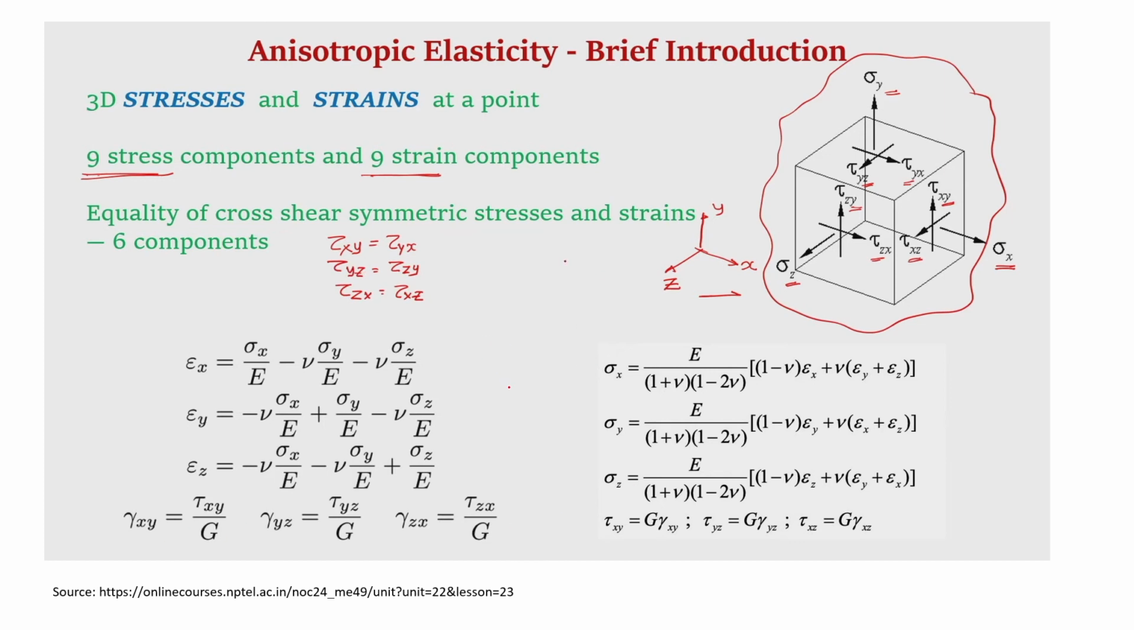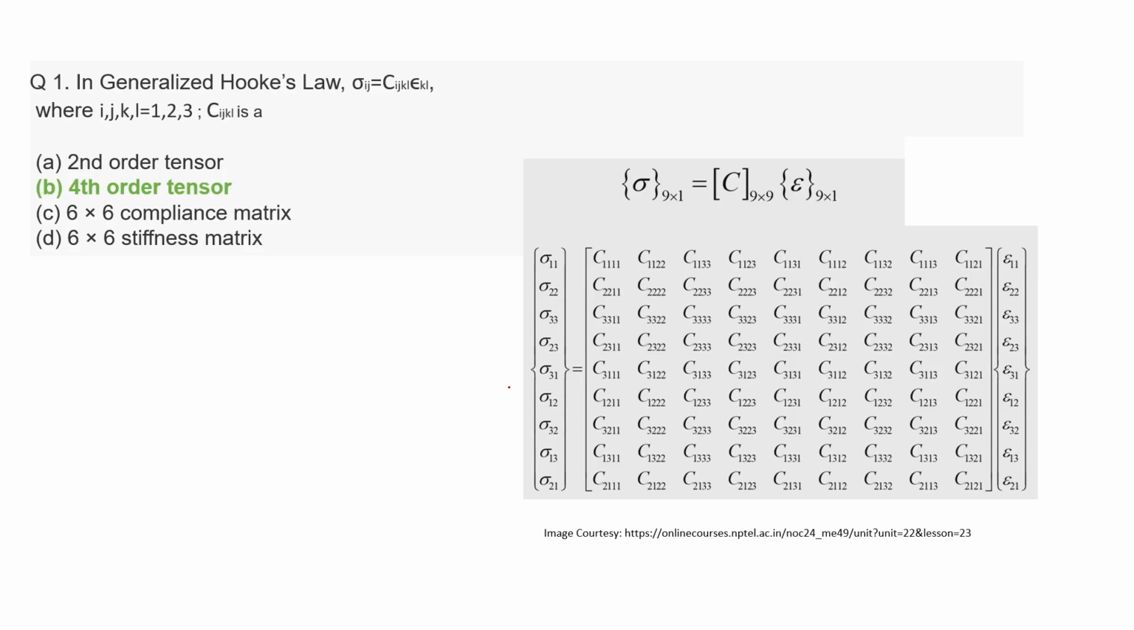So these are the basic equations, and sir taught about this in the class. Now let's go to the sample questions. The first question is, in generalized Hooke's law, sigma ij equals Cijkl epsilon kl. Here the stress equals a constant times the strain, where i, j, k, l equal 1, 2, 3. So what is Cijkl? The options are A, second order tensor; B, fourth order tensor; C, 6 cross 6 compliance matrix; or D, 6 cross 6 stiffness matrix.